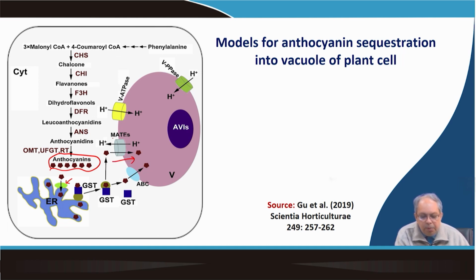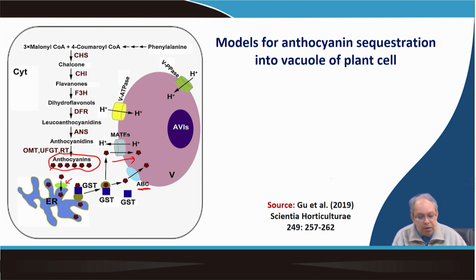And here the MATE transporter plays a role, and also the ABC transporter plays a role in this, and here the pH, the protonation is important, because the acidic condition of the vacuole has to be maintained, so that the anthocyanin remains stable. So, the vacuolar pH is very important. One important point is that if the vacuolar pH changes, anthocyanin may become unstable or may change its structural conformation.